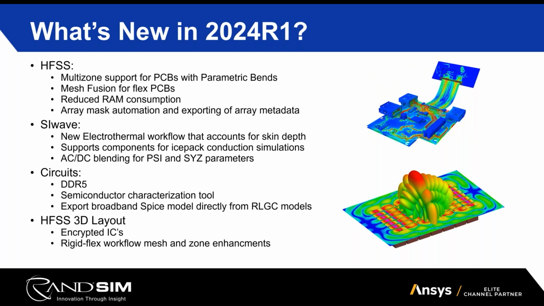So a couple things to note here, particularly we'll start with HFSS, is that they have driven more development on the printed flexible circuits. So being able to support parametric bends on printed circuit boards that have flex components with them, as well as applying mesh fusion to those flex PCBs as well. Anyone who's not familiar with mesh fusion, it has been developed over the last few years, which allows you to grab segments of a larger model and mesh them independently of each other.